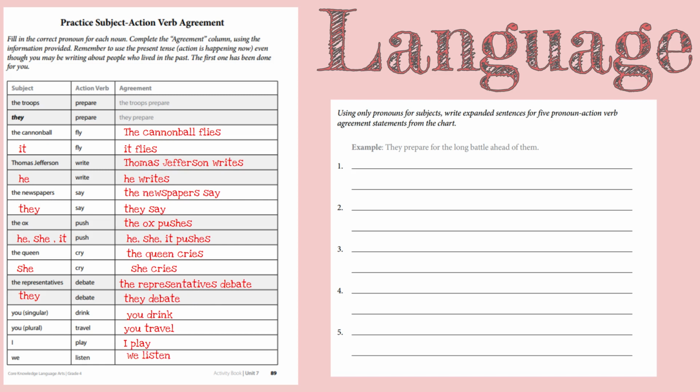So make sure you have that corrected chart, correcting any errors you might have had. The last step of this station is to write some sentences. So this is on page 90. The directions say using only pronouns for subjects. So you're not using specific people, you're using pronouns: I, you, we, she, it, they. Write expanded sentences for 5 pronoun action verb agreements stated in the chart. So looking back at my chart, I would use like it flies, he writes, they say. I would choose 5 of them with the pronouns, and you're going to write sentences. I can't wait to see what sentences you come up with.